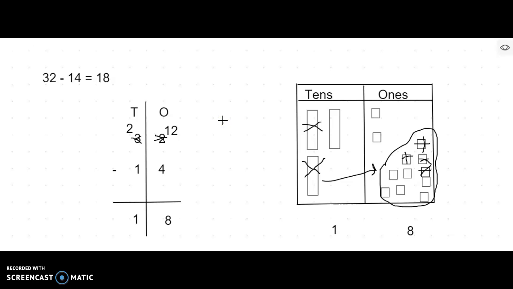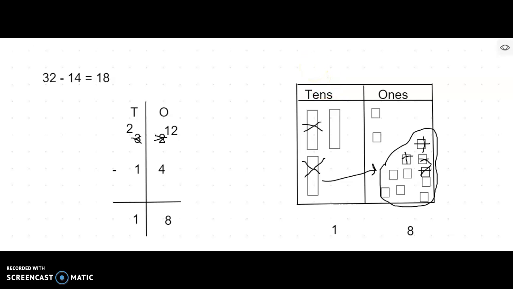So as you can see, I've redistributed. I don't have 3 10s and 2 1s anymore. I have 2 10s and 12 1s. I regrouped or redistributed. And then I subtracted my 14 after moving my 10s and 1s around, after regrouping. And then I was left with 8 1s and 1 10, which is 18. This is tricky. This is something I've always thought was a little tricky to learn.